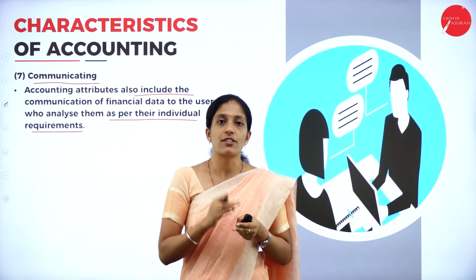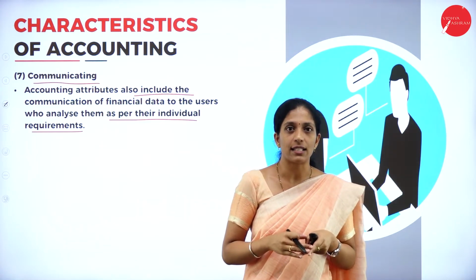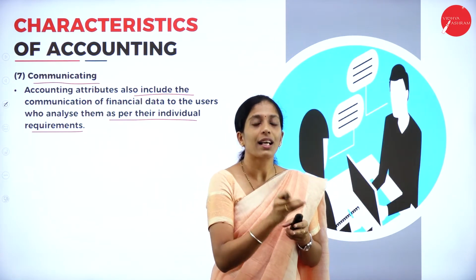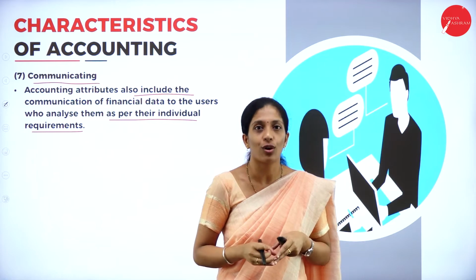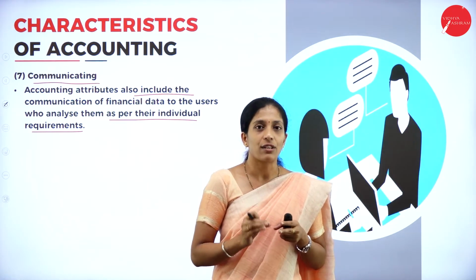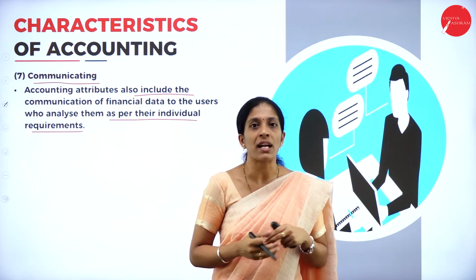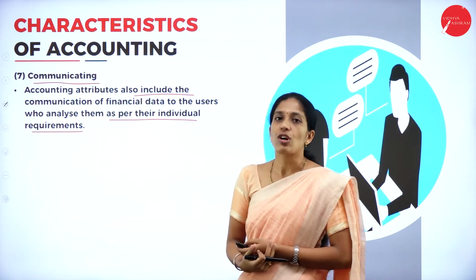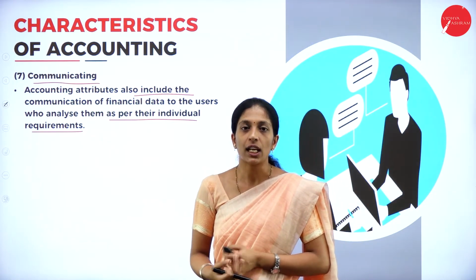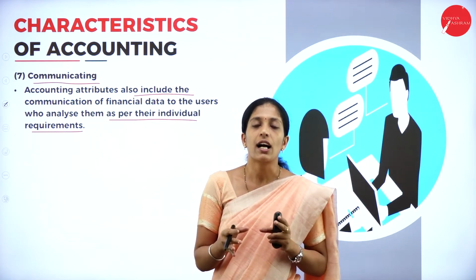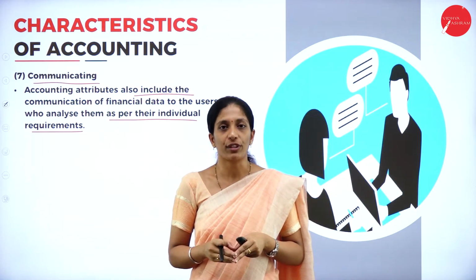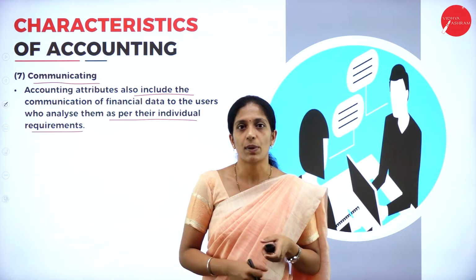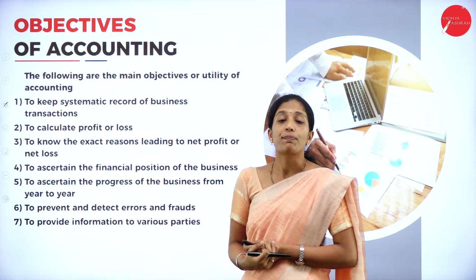In the same way, financial institutions who have provided loan for the organization, they also want to know the financial position because they want to know whether the organization is in a position to recover the loan or not. So, it depends upon the individual requirement where the user is dependent on accounting information. So, this is also one of the important characteristics of accounting, where after interpreting the accounting information in the form of trading profit and loss account as well as in the form of balance sheet, it has to be communicated to the respective users. Now let us see what are the objectives of accounting.